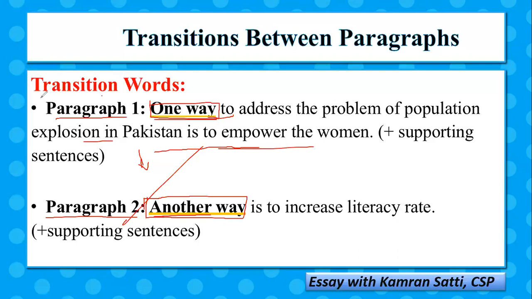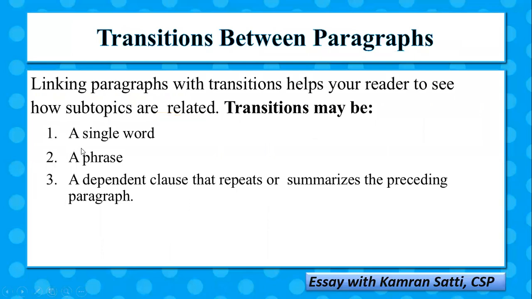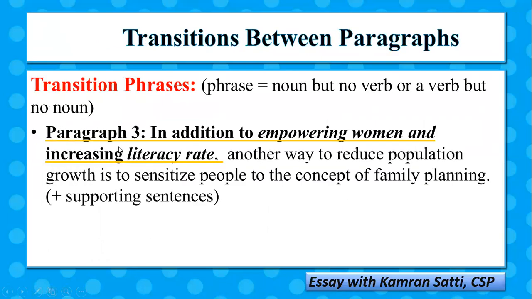So in paragraphs 1 and 2, remember, I have used transition words. Okay, and remember, there were three ways to transition between paragraphs, and in paragraphs 1 and 2, I have used words. Now I will be using a phrase. Let's suppose this is the third paragraph of our essay, and I have started it with a transition. "In addition to empowering women and increasing literacy rate," now this is a phrase. Okay, the line which is highlighted in yellow and is bold, this is paragraph number 3.